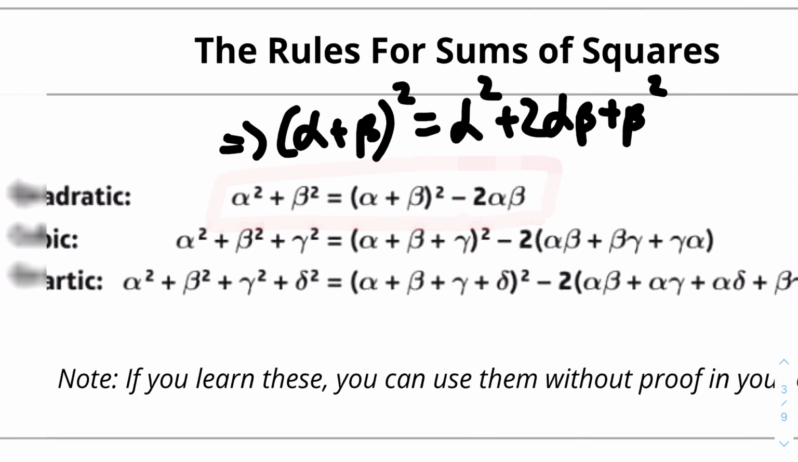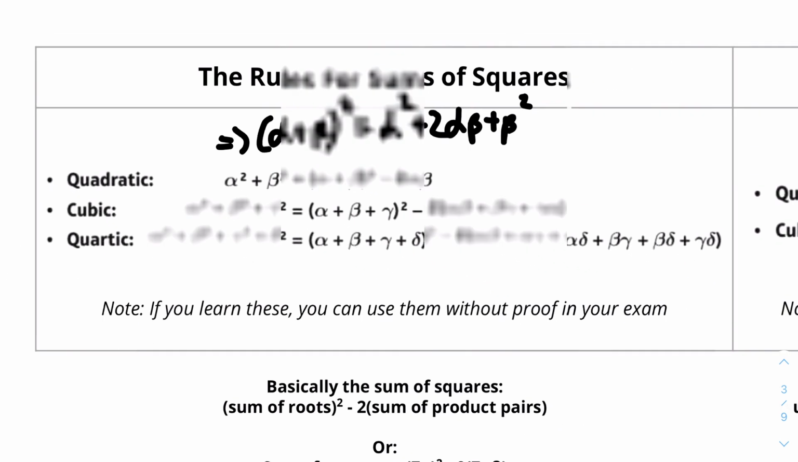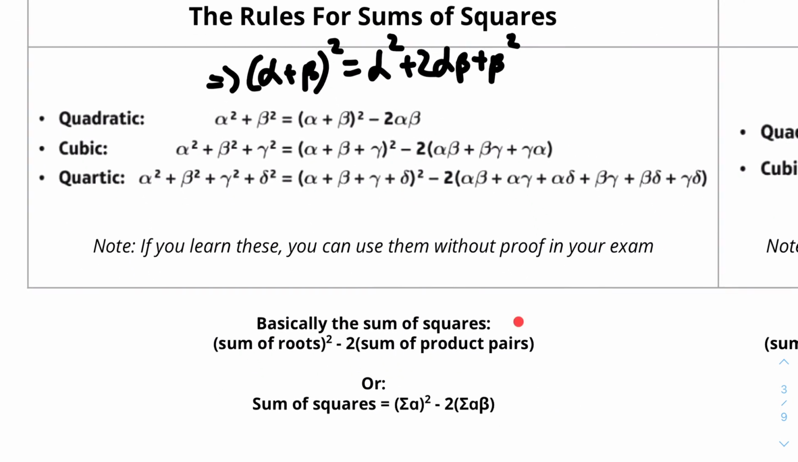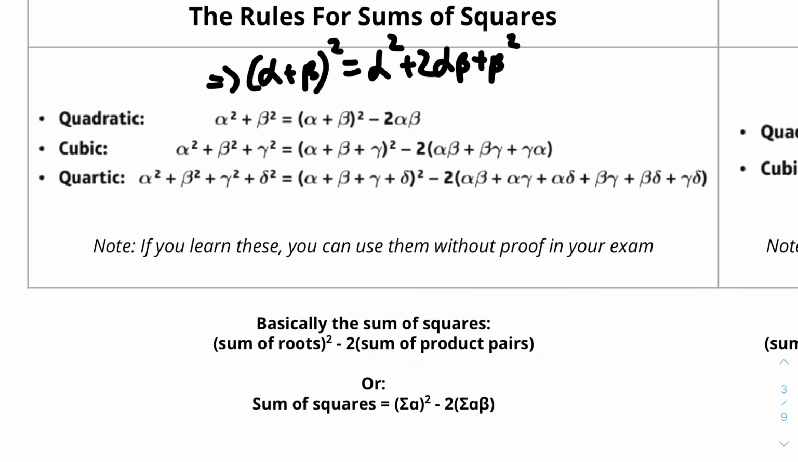And this is basically the same with the other cubic and quartic, where we have the sum of the squares of the roots is equal to alpha plus beta plus gamma plus delta, squared, minus the sum of squares. So basically the sum of squares is this one right here. The sum of roots squared minus 2 times the sum of product pairs is equal to the sum of squares.